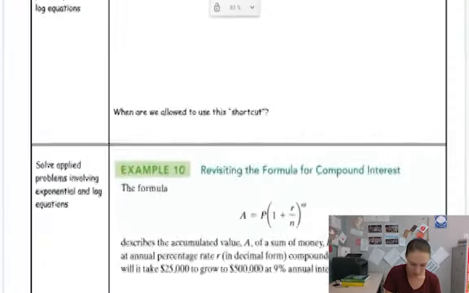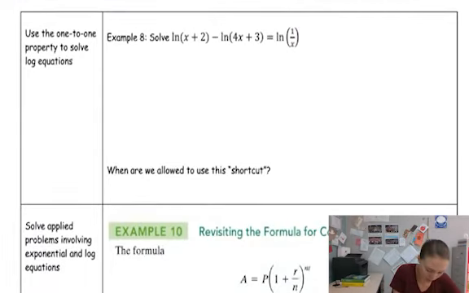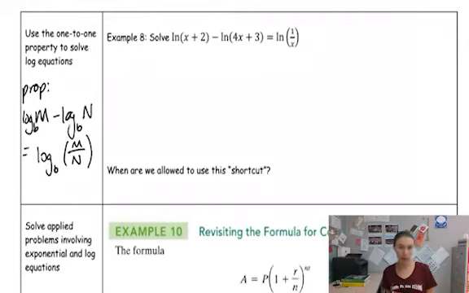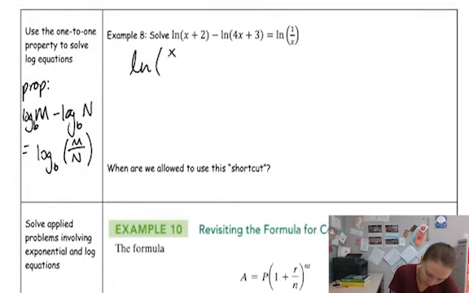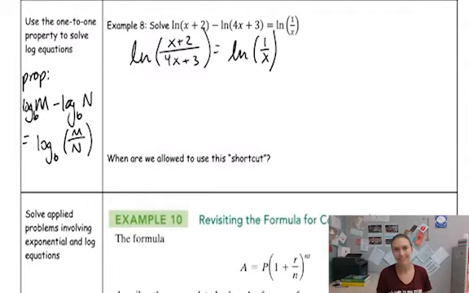All right, let's look at one more example. This one's a little different. So we want to start out by doing kind of the same thing. We have a property that we learned, which was the log base b of m minus the log base b of n equals the log base b of m divided by n. So anytime you have a minus sign in front of the log, it's going to send that argument down into the denominator. So we're going to have ln of x plus 2 divided by 4x plus 3 equals the ln of 1 over x.